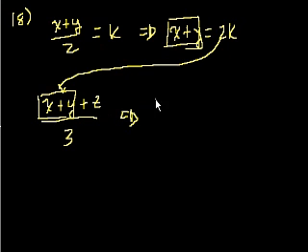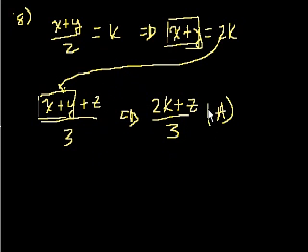So then you just get 2k plus z over 3. That's the average of x, y, and z. 2k plus z over 3, and that is choice A. Choice A. Problem 19.